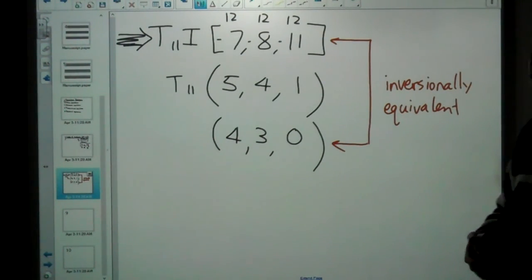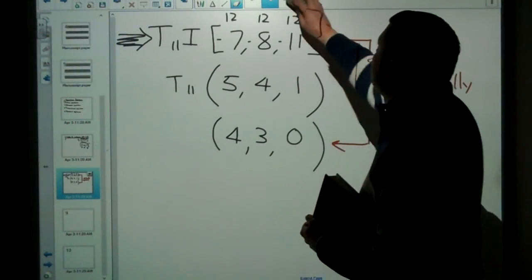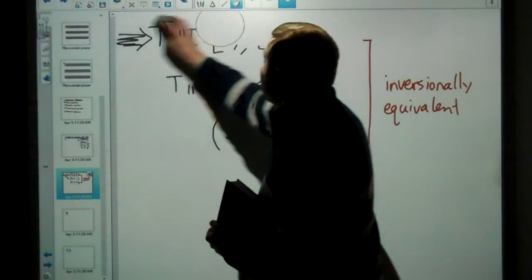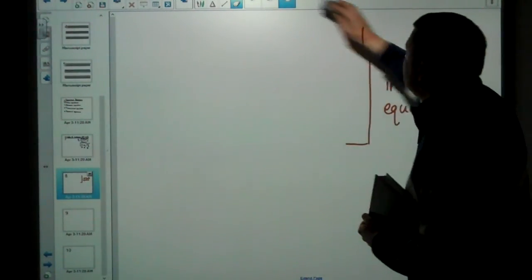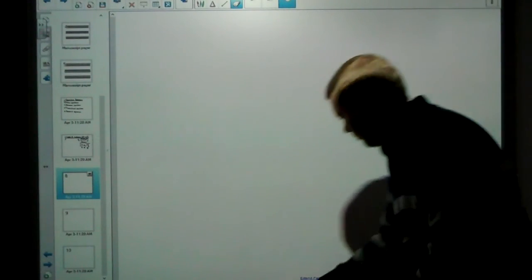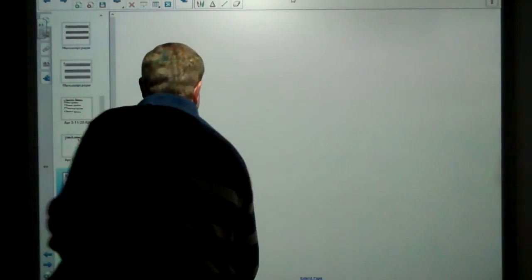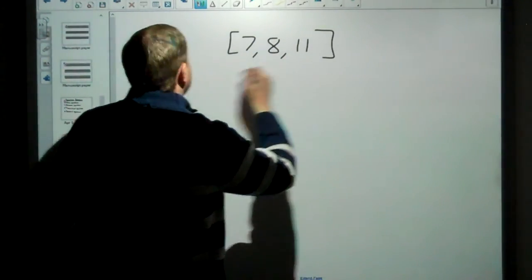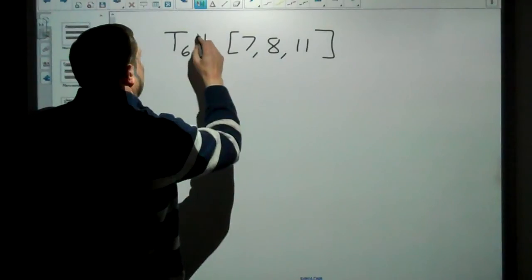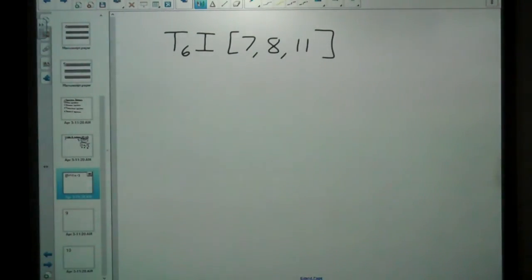All right, let's go through one more inversion of a pitch class set, and then hopefully that'll be enough to get you going for your homework assignment. So let's start over again. Using our same pitch class set, 7, 8, 11, let's say we want to find what T6I is of the pitch class set.